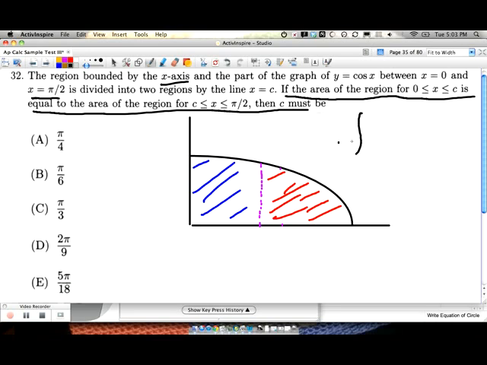Well, first we got the integral. And we're going from 0 to pi over 2. And we got a c in the middle. And this function right here is y equals cosine of x. So we need to go from 0 to pi over 2, cosine of x, and that dx. And that equals the total area.